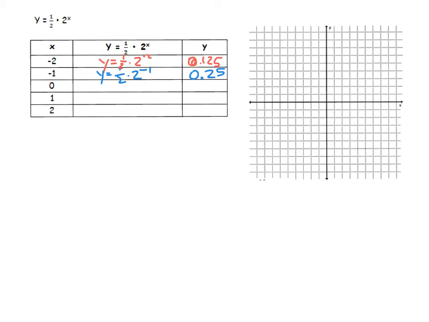At this point, why don't you go ahead, pause the video, see if you can fill in the rest of that chart, graph your points, and then check back to see how you did.